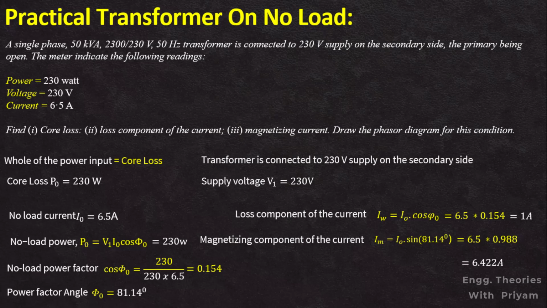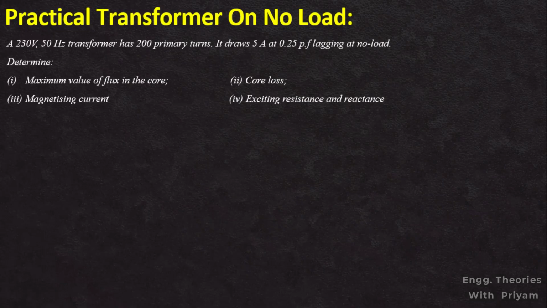In the next question, we are given a 230 volt, 50 hertz transformer with 200 primary turns, and it draws 5 ampere at 0.25 lagging power factor at no load. So we need to calculate the maximum value of flux in the core, magnetizing current, core loss, and exciting resistance and reactance. At first, we can see that the transformer is at no load condition.